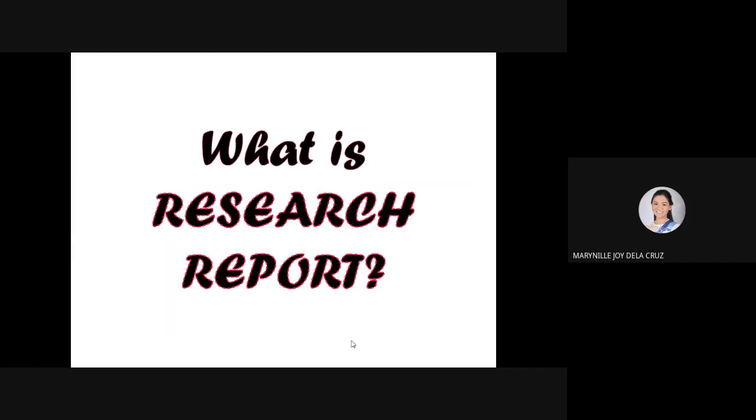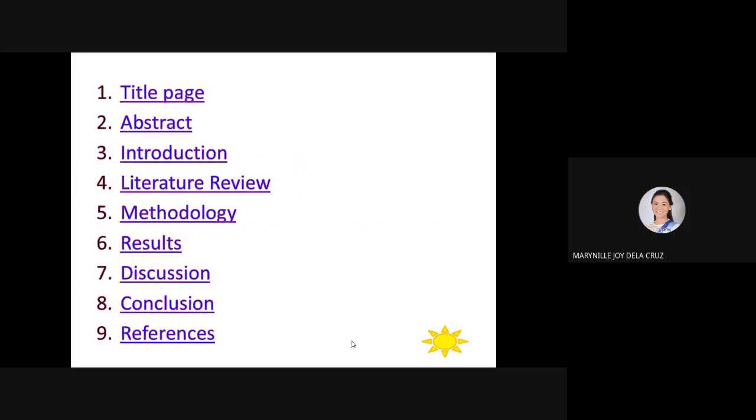So here is an example of a research report. The parts of a research report: it has at least 9 parts. The title page or the title, the abstract, the introduction or background of the study. In your introduction and background of the study, you can write your general questions, specific questions, and your objectives. Then your literature review, meaning your collection of related studies. Your methodology, that is your step-by-step process. The results, discussions, conclusions, recommendations, and references.